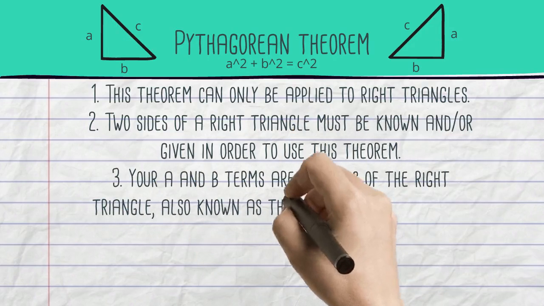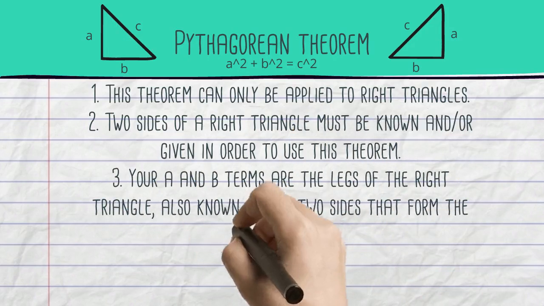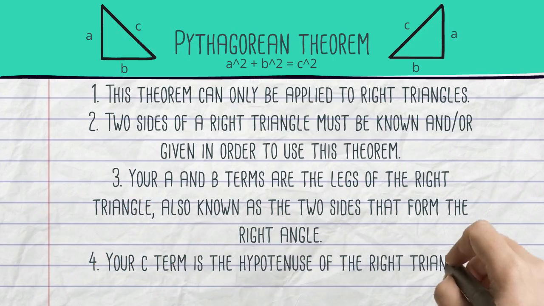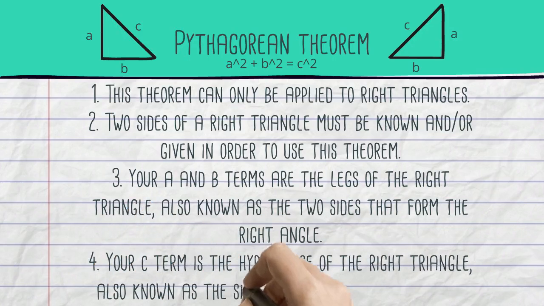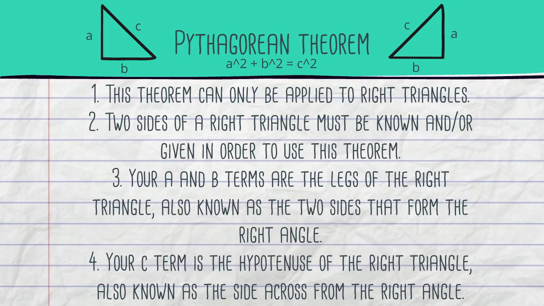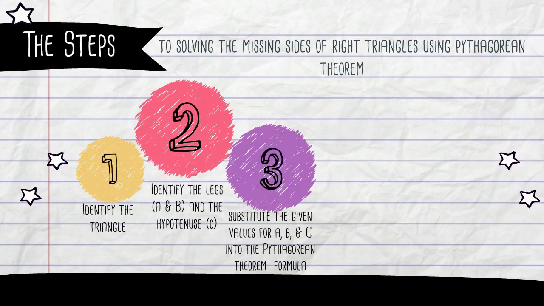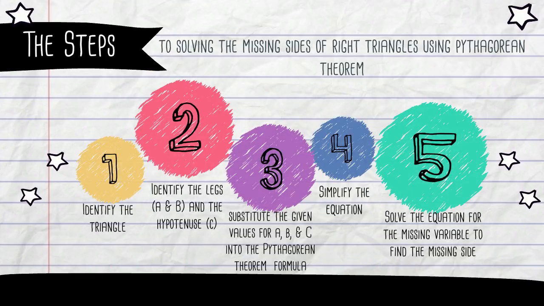Number 3, your a and b terms are the legs of the right triangle, also known as the 2 sides that form the right angle. Number 4, your c term is the hypotenuse of the right triangle, which is also known as the side across from that right angle. The steps, number 1 and 2 are identification, number 3 is substitution, number 4 is simplifying, and number 5 is going to be solving.